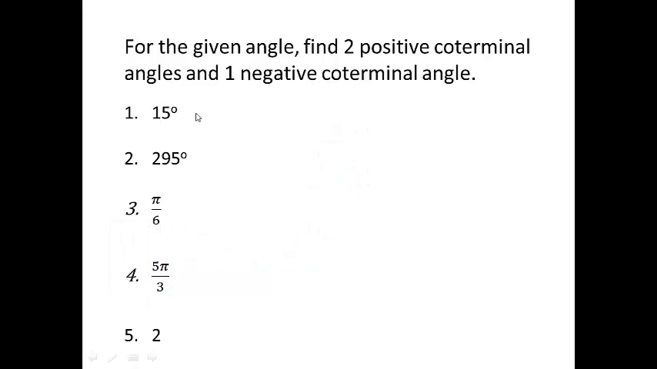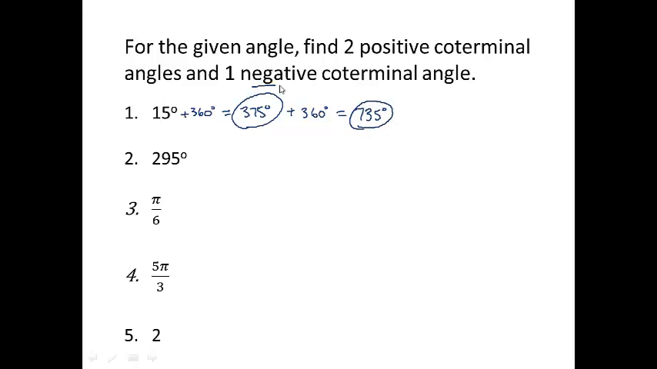Now we're going to convert 15 degrees, find 2 positive coterminal angles and 1 negative one. So another positive one would be adding 360 degrees. So that's going to give me 375 degrees. It's the same thing as 15 degrees. There's one. Then we can add another 360 to that, adding another full circle, and we're going to get 735 degrees.